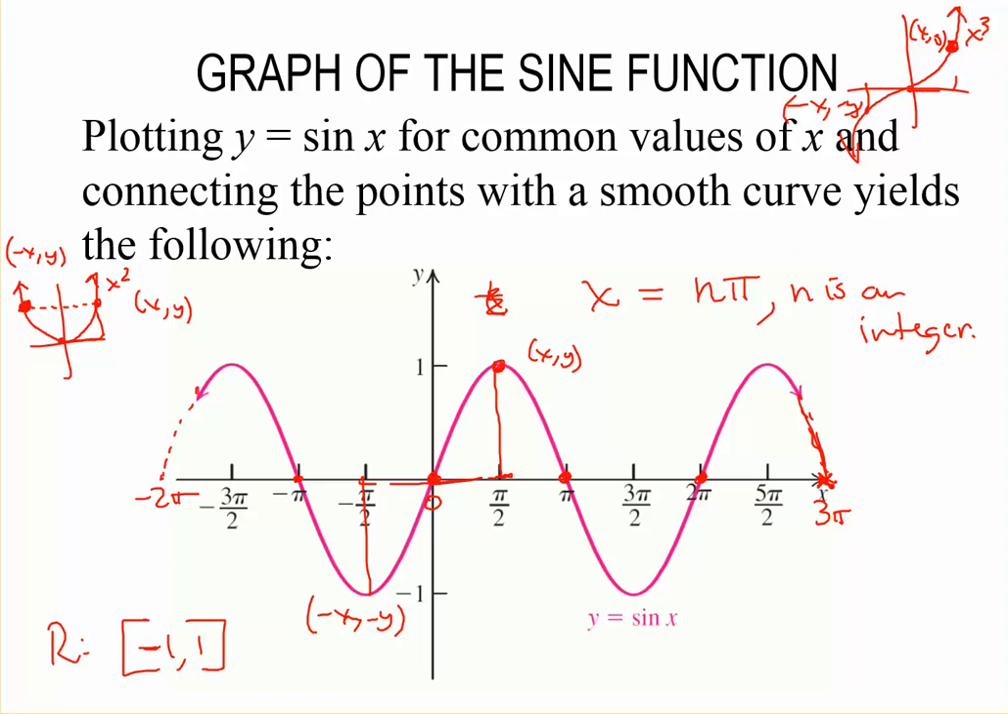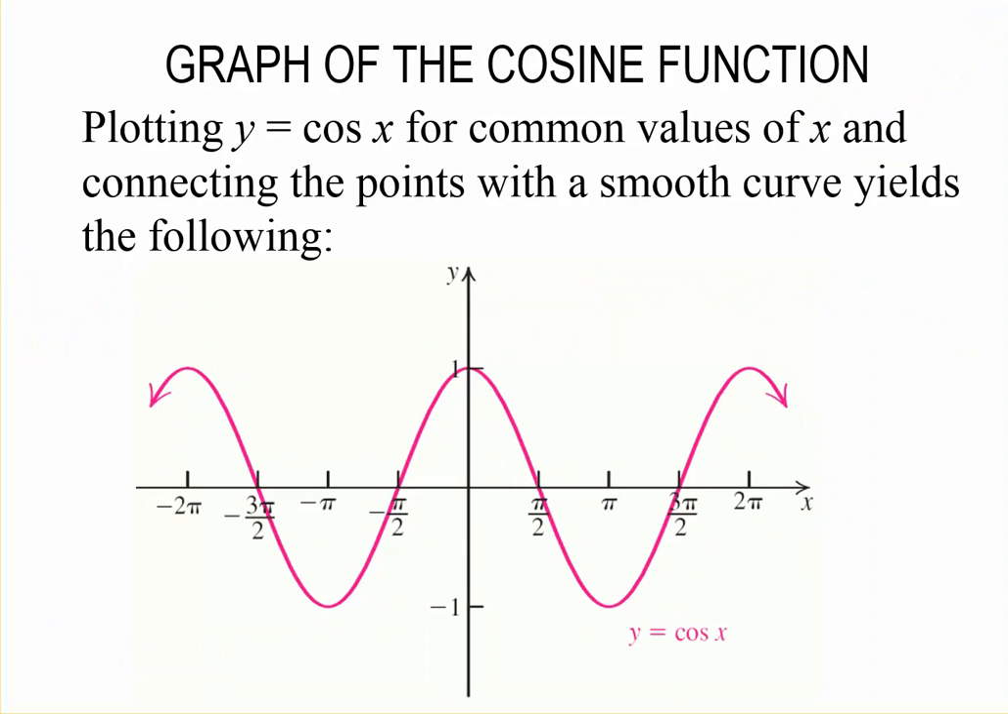We're going to do the exact same thing with the cosine curve. Again, I don't have time to illustrate it here, but if we take the cosine curve off the unit circle, with that unit circle, it looks like this. A little bit different.